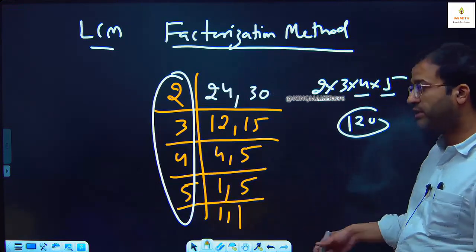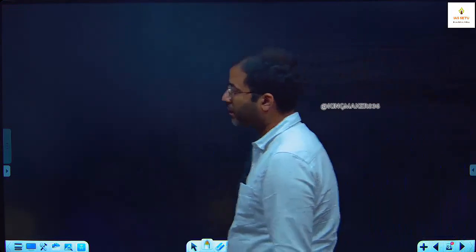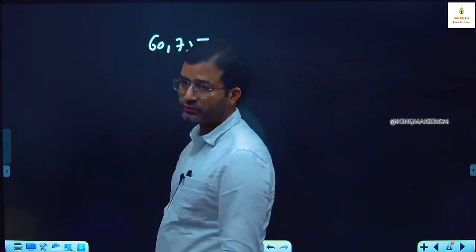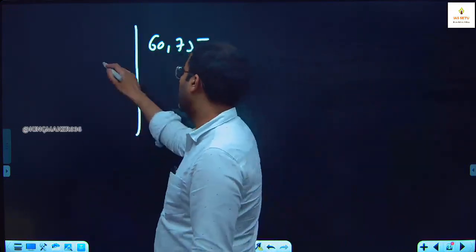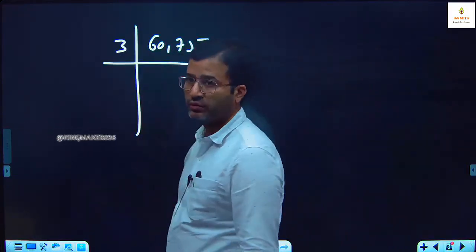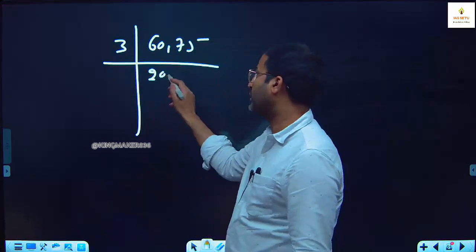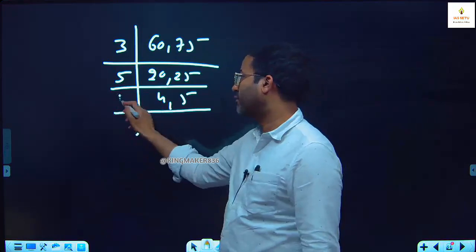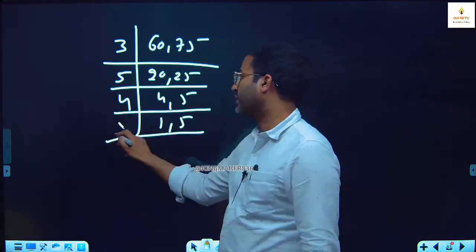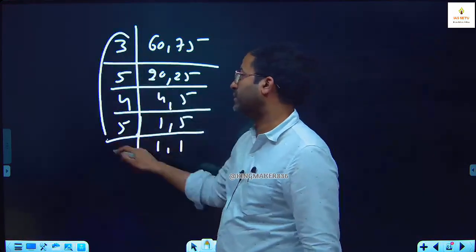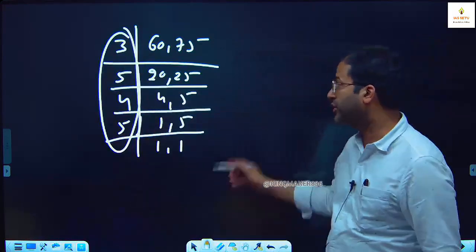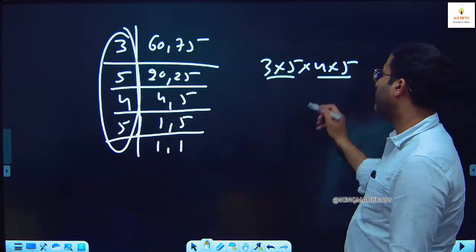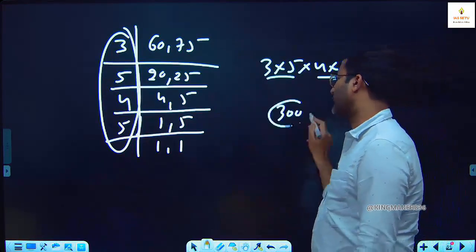Let me take 2-3 examples. अभी काफी सारी चीजें सामने आएंगी. Like for example 60 and 75. We have to find LCM. You take 3 common. ठीक है. So you get 20, 25. Take 5 common, 4 and 5. Take 4 common, 1 and 5. Take 5 common, 1, 1. Multiply this. 3 into 5 into 4 into 5. 15 into 20, 300.